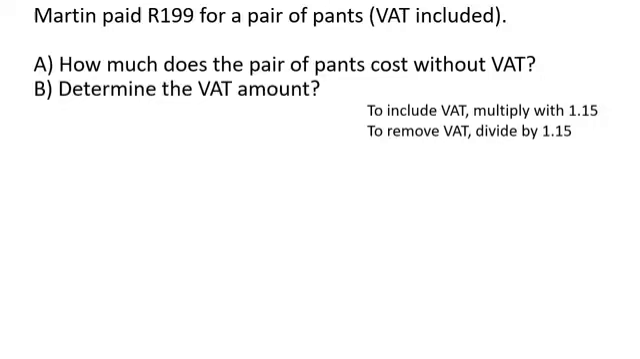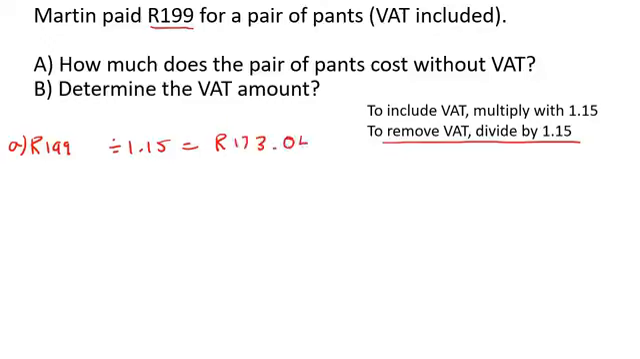This question says, Martin paid 199 Rand for a pair of pants. VAT is already included. How much does the pair of pants cost without VAT? Okay, so to remove the VAT, you divide by 1.15. So you're going to say 199 divided by 1.15. This is for question A, and that'll be 173.04. I'm going to round to 2 decimal places, so that's 173 Rand and 4 cents.